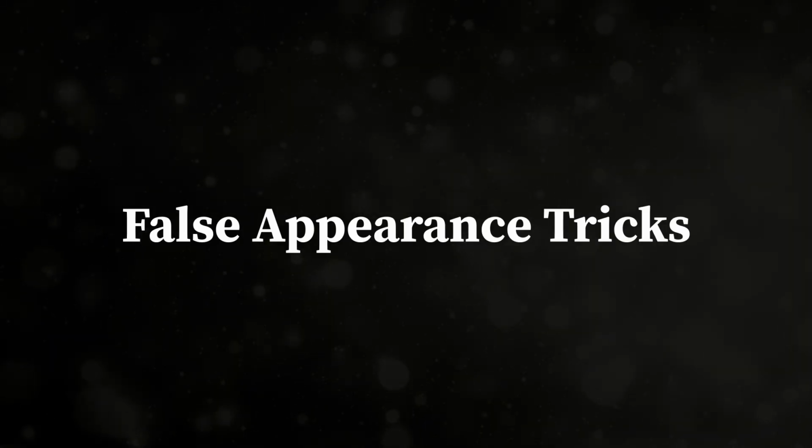False appearance tricks. These are tricks that have an element that appears to be one thing when it is in fact another. An example of this would be a giant painting on a wall that is in fact a door to another area. So it's appearing to be one thing, a painting, but it's actually another, a door.